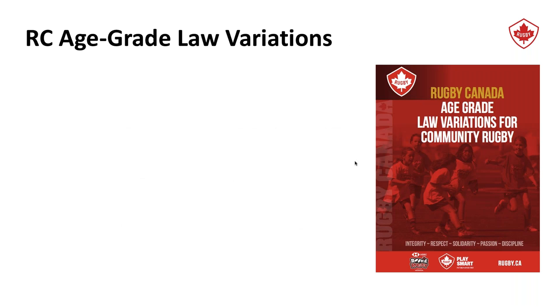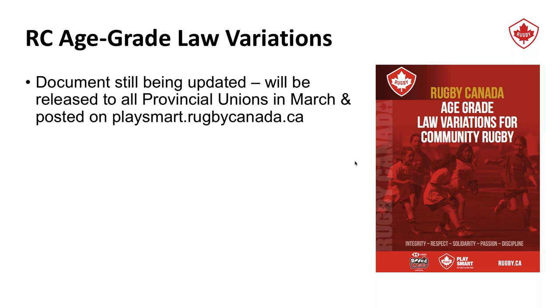Okay, Rugby Canada age grade law variation. So the World Rugby variations follow a U19 and below structure, whereas what we did last year was put together the Rugby Canada version of age grade variations from the U7 age group all the way up to U19s in 2-year intervals with an introduction to contact at U13. So the document went under a full review at the end of last year, thanks to a review committee. The changes have been approved. They are just with our graphic designer. As we can see, there's an old logo there.